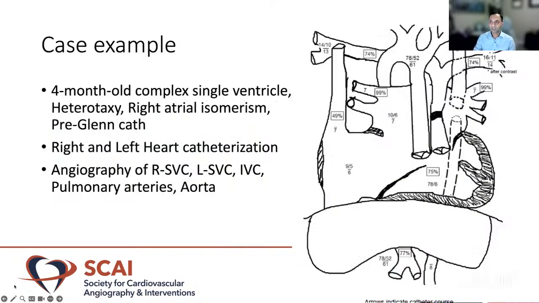As interventional cardiologists, we often see complex patients like this, and I'm talking to some of the coders who may be on the webinar this evening, patients who have complex single ventricle anatomy, like this 4-month-old child with heterotaxy, right atrial isomerism, who comes in for a pre-Glenn cath. As part of the cath, as you can see here in the anatomy, the patient has a right SVC and a left SVC that is separate, that connects to the left-sided atrium, and a left-sided IVC. So today we're going to talk about how to code for some of these conditions.